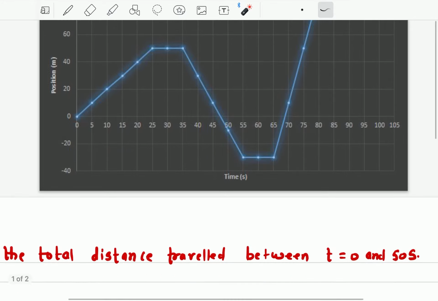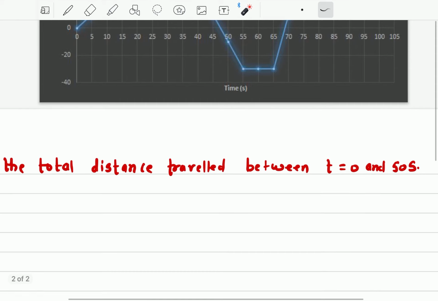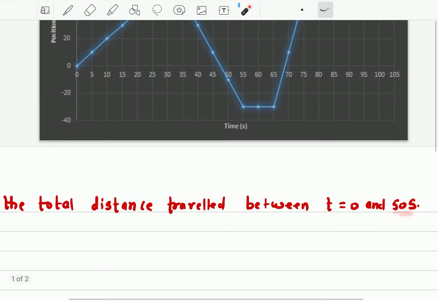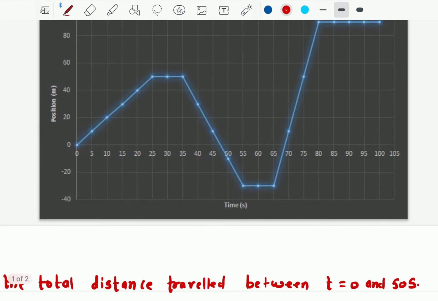So from this graph, we're going to calculate the total distance traveled between time equal to 0 seconds and time equal to 50 seconds. So let me circle that. This is my 0 second and this is my 50 second, and between these two times we have to calculate the total distance traveled. So let's go over it.